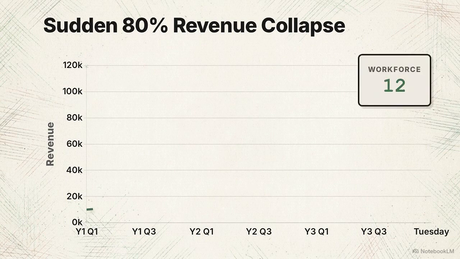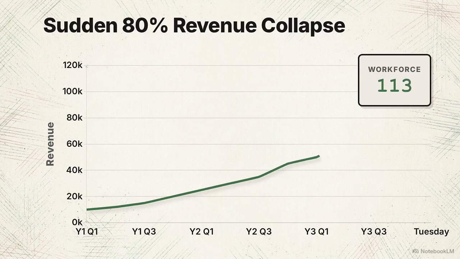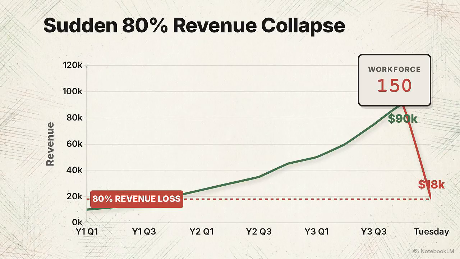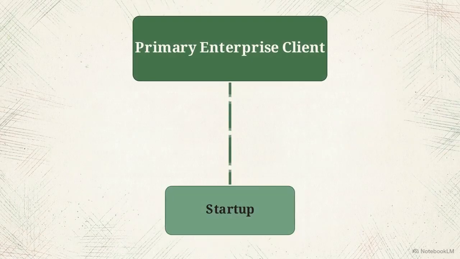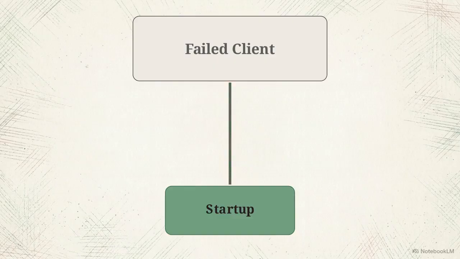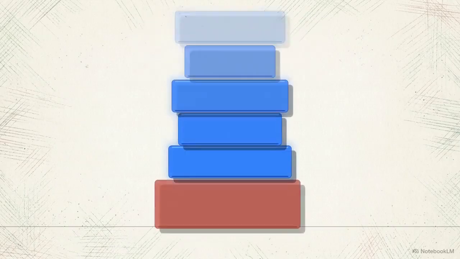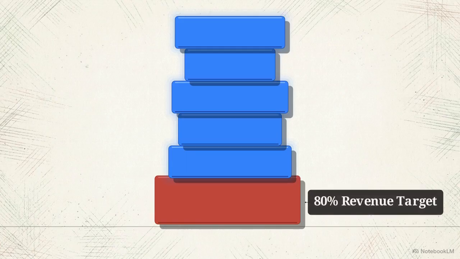3 years into operations, a highly successful software startup was generating steady profit margins and scaling its workforce. Then, on a Tuesday afternoon, they lost 80% of their revenue. Their primary enterprise client had quietly filed for bankruptcy, and within a week, the startup was forced to shut its own doors. The organization collapsed under the weight of its own lack of redundancy.